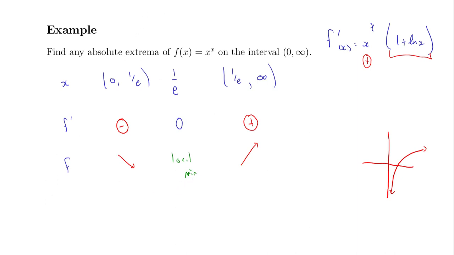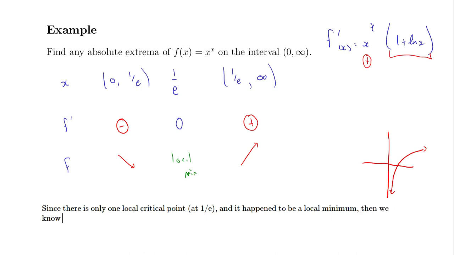Now, maybe I'll make my font a little bit bigger. One sec. Okay, so what we can say now is, since there's only one local critical point, it happens to be at 1 over e, and it happened to be a local minimum, then we know that that local minimum is the location of the absolute minimum of f on this interval from 0 to infinity. So that's the main result that we have.